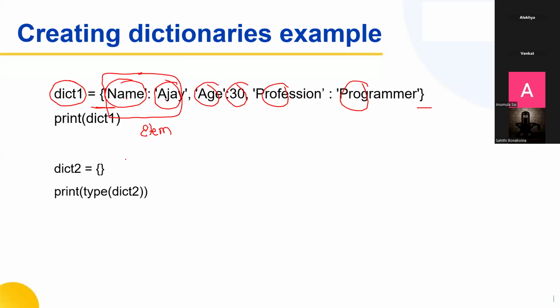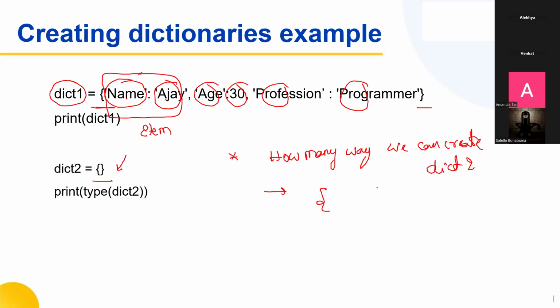We can also create a null dictionary using open and closed curly braces. This is one of the important interview questions: how many ways can we create dictionaries? Please note down. Dictionaries can be created with open and closed curly braces, which by default creates a null dictionary. We can also create a dictionary by using a built-in function called dict, which also creates a null dictionary.